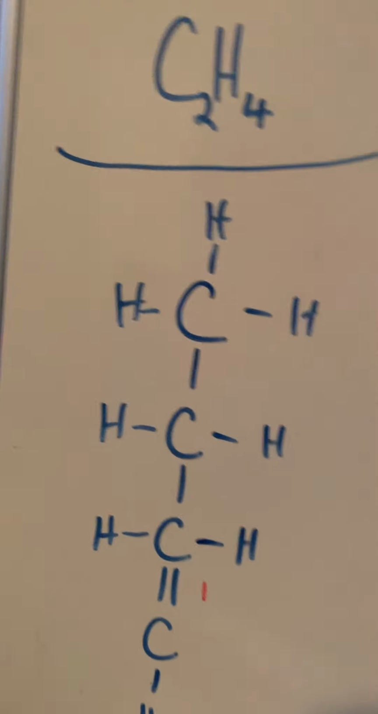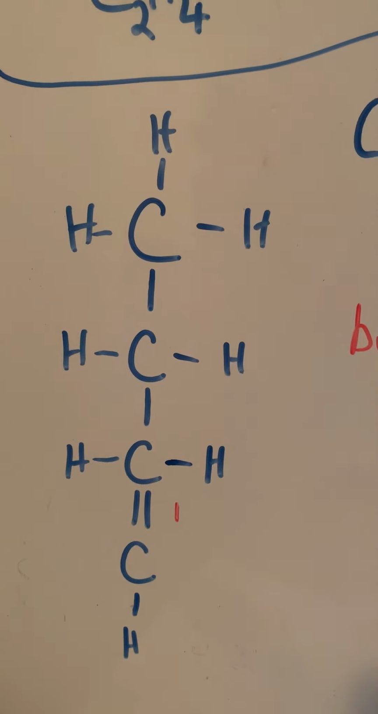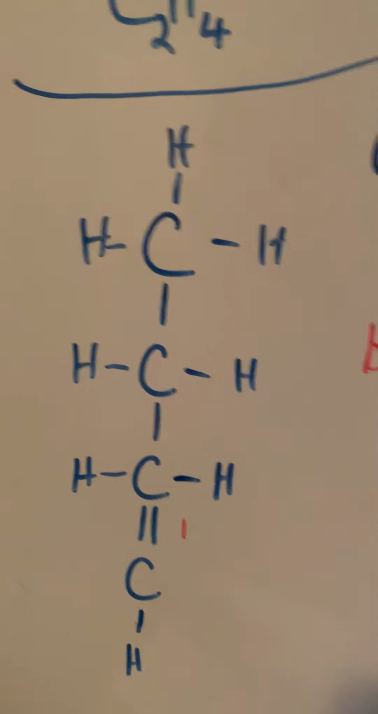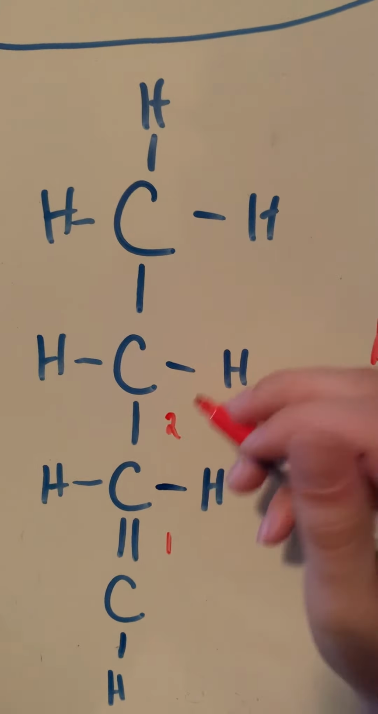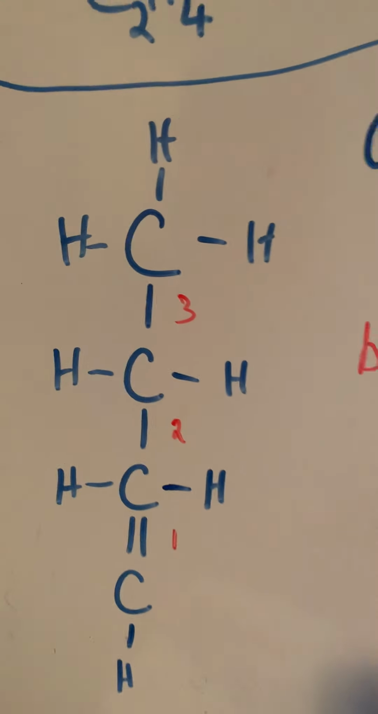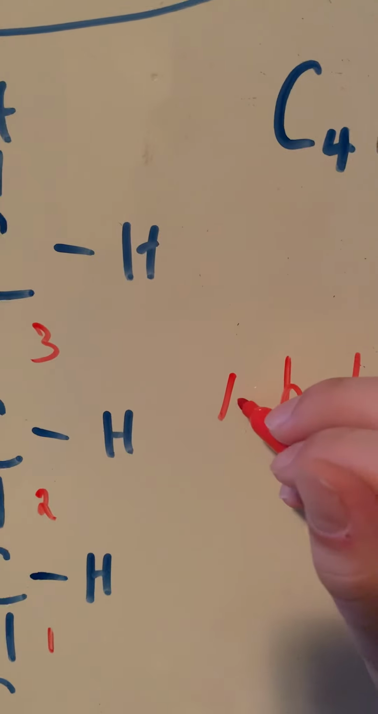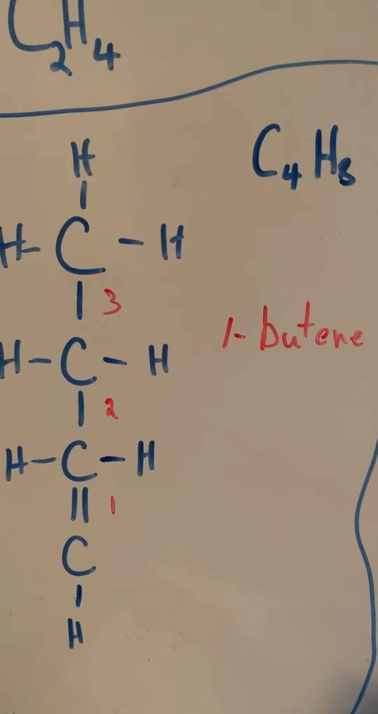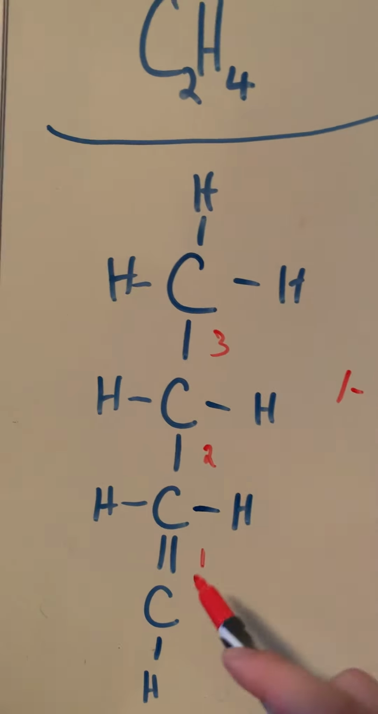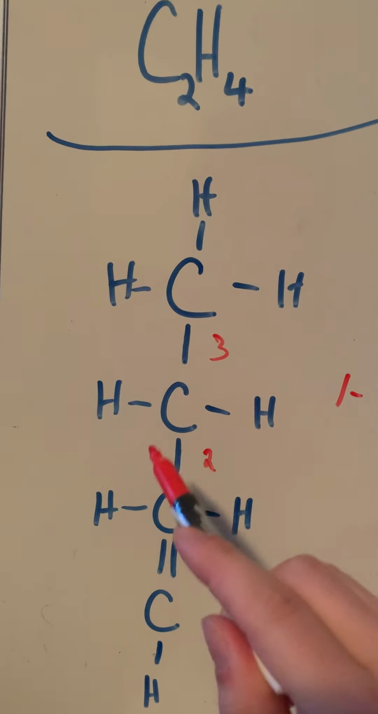And again, just like before, we want the double bond to be at the smallest number if possible. So this would be 1, this would be 2, and this would be 3. So this would be 1-butene. 2-butene would be if that double bond was here instead.